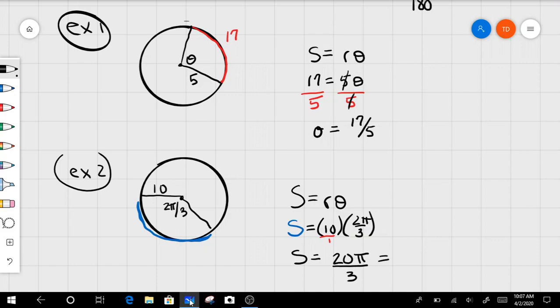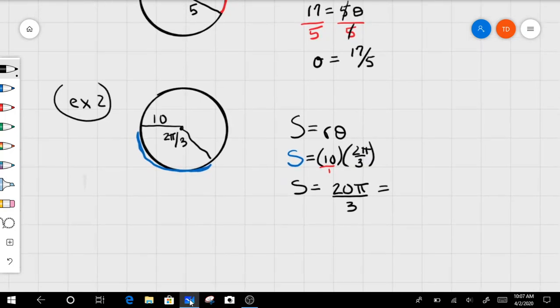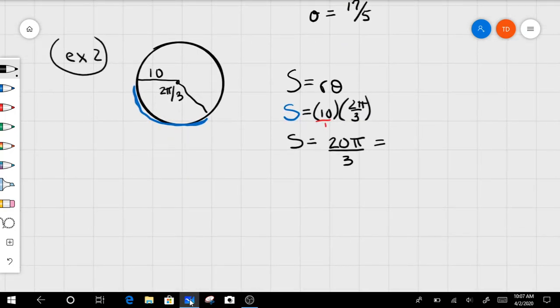If your instructions say that you can leave it in terms of pi, then you're done. Most of the time, they don't let you leave it in terms of pi for these because we're about to use these in the next unit or the next section to apply it to real world applications. And when we're talking to somebody out loud, we don't normally say, yeah, I traveled 20 pi over 3. No, we don't do that. So if you punch this into your calculator, 20 times pi, hit enter, divide by 3, you'll get 20.9.